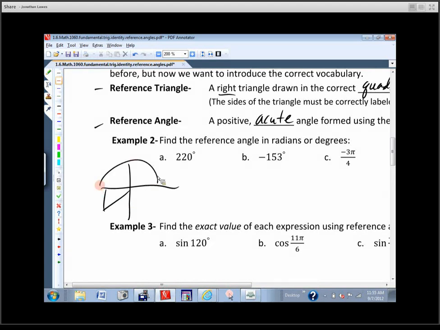So if this is 180 degrees right here, and altogether I've got 220, what's this little sliver right here? Oh, I heard some wrong answers in there somewhere, I think. What is it? 40. Take 180, or excuse me, take 220, subtract 180, and we end up with 40 degrees. That is our reference angle. Any questions?